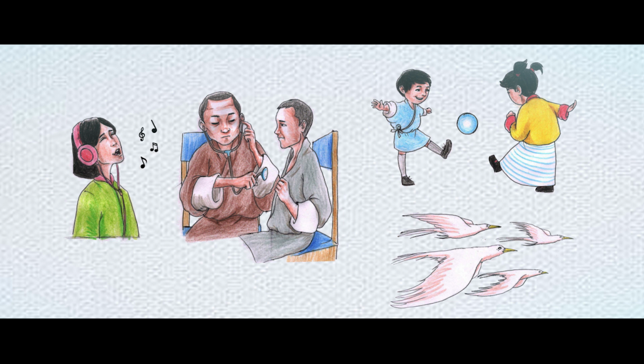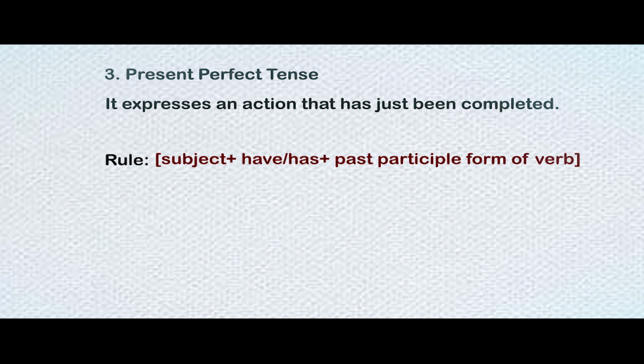Now let us look at the third form of present tense, present perfect tense. Present perfect tense expresses an action that has just been completed. Now look at the rule here: subject plus have or has plus the past participle form of the verb. Example: I have finished my project.